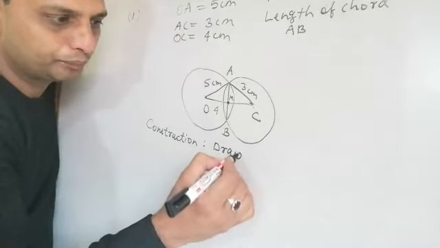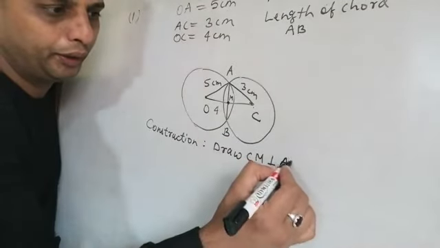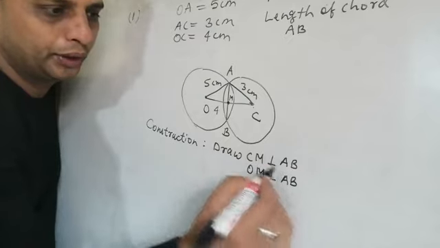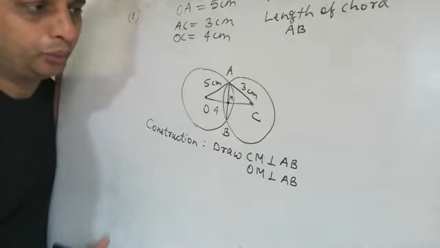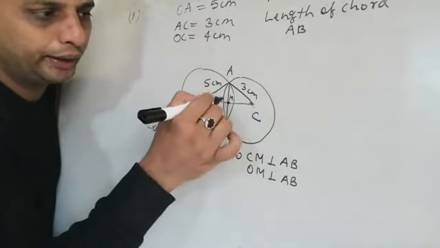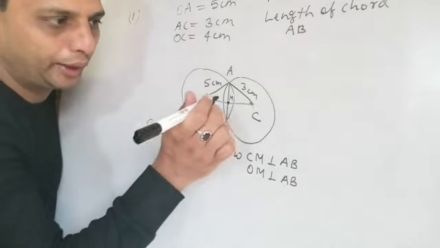Draw CM perpendicular to AB, and OM perpendicular to AB. This CM is perpendicular to AB and OB. Now this is a perpendicular, so it will make a 90-degree angle at M.